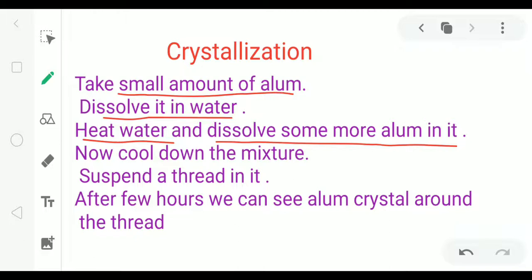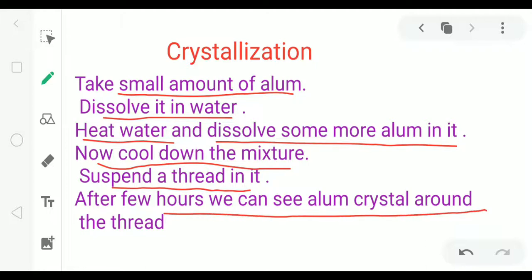Now, if this supersaturated solution of alum is cooled down, now cool the mixture and suspend a thread in it. After few hours, we can see alum crystal around the thread. So that is the process of crystallization.